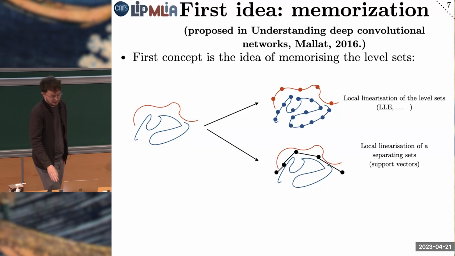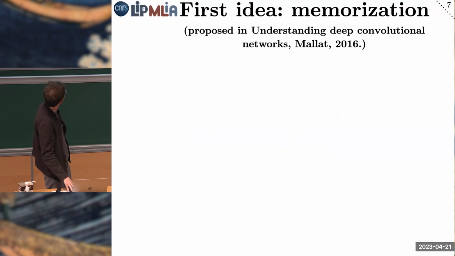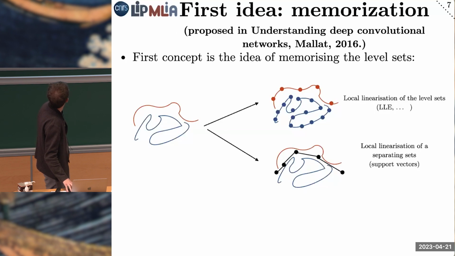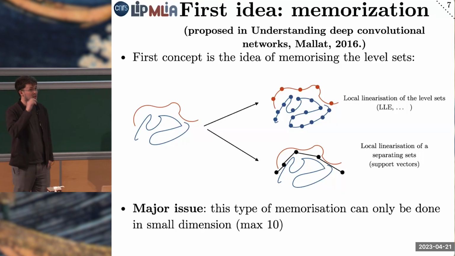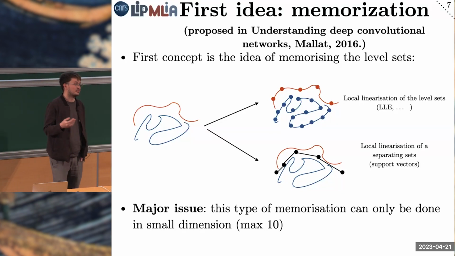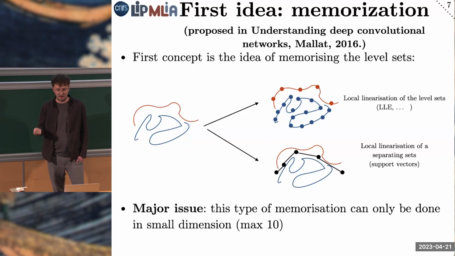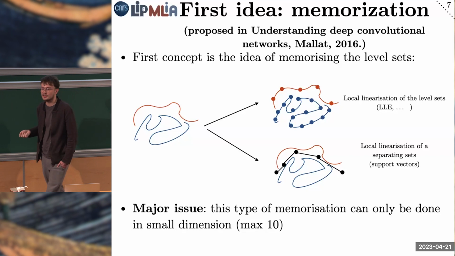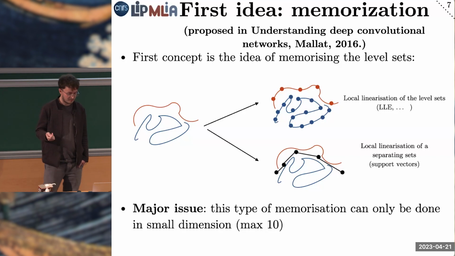Unfortunately, this kind of strategy is doomed to fail, because it's very likely that those level sets are in high dimension, and so you need really an exponential number of samples, which is becoming impractical given the number of samples, for example, in ImageNet, where you have only 1 million samples.